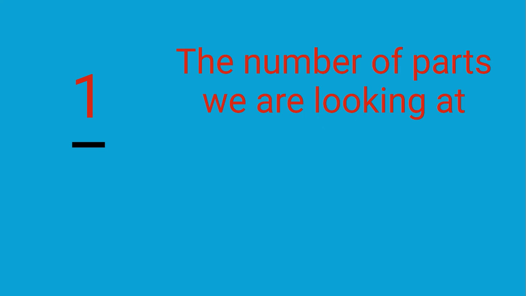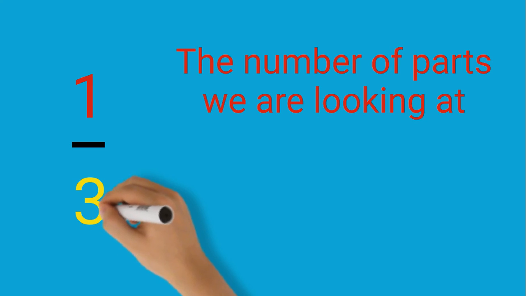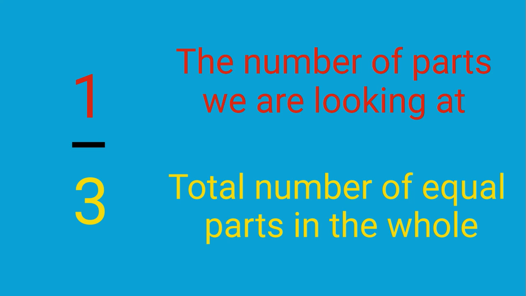I will write 1 above the line because that is the number of parts I am looking at. I'll write 3 below the line as there are 3 equal sized parts that make up a whole. Or we can use words and write one third.